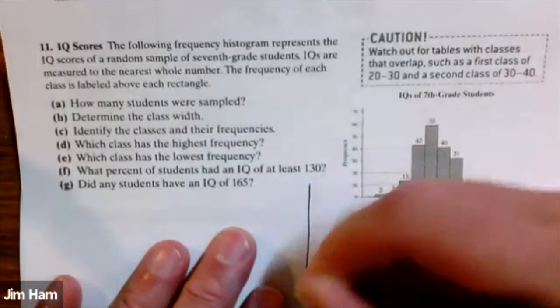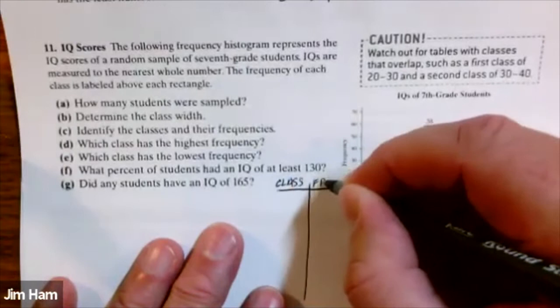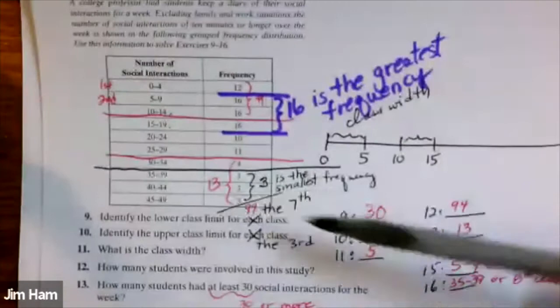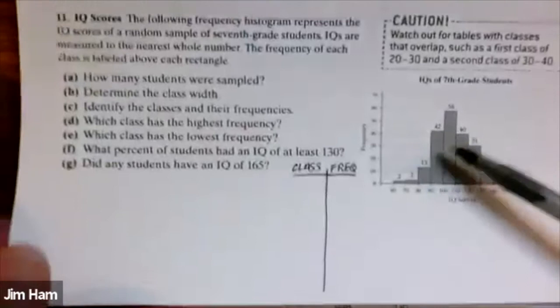So you would have your classes in the first column and then the frequencies in the next column. If you can answer these questions with a table, then if you're given a graph, you can convert the graph to a table if you need to and then answer the same questions.